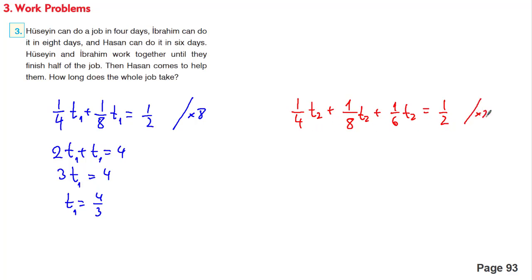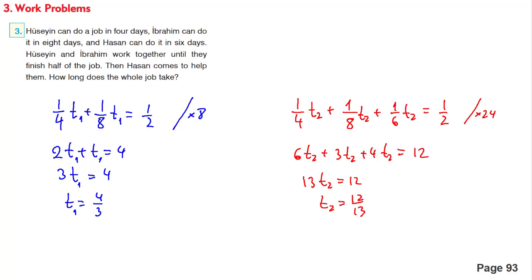Now you multiply by 24, and what do you get? 6t2 plus 3t2 plus 4t2 is 12. Now, when you add them up, you get 13t2 is 12. That means t2 is 12 over 13. So in 4 over 3 days, Hussein and Ibrahim will finish the first half of the job. And then if Hassan helps them, the rest will be finished in 12 over 13 days.